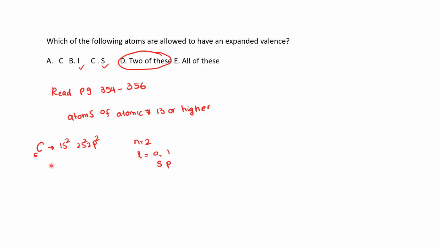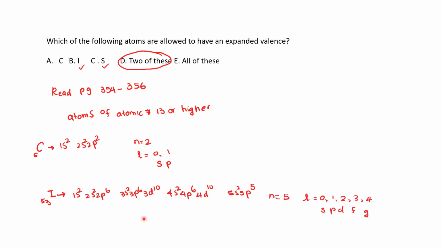Let's take carbon first. When you write the electron configuration for carbon, you see the valence shell is n equals 2. When you have n equals 2, it can have L values 0 to n minus 1. That means it can have L values 0 and 1. These are the designations for this L value: 0 is your s and 1 is your p. As you can see, it doesn't have any d orbitals or f orbitals. That means it cannot accept more than 8 electrons. This does not have an expanded valence.